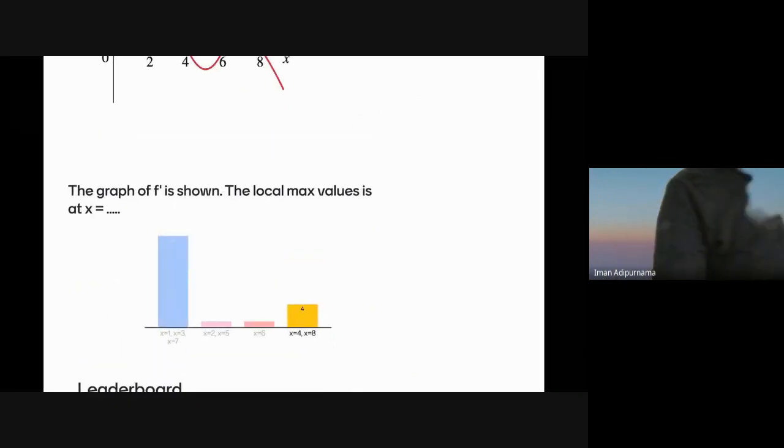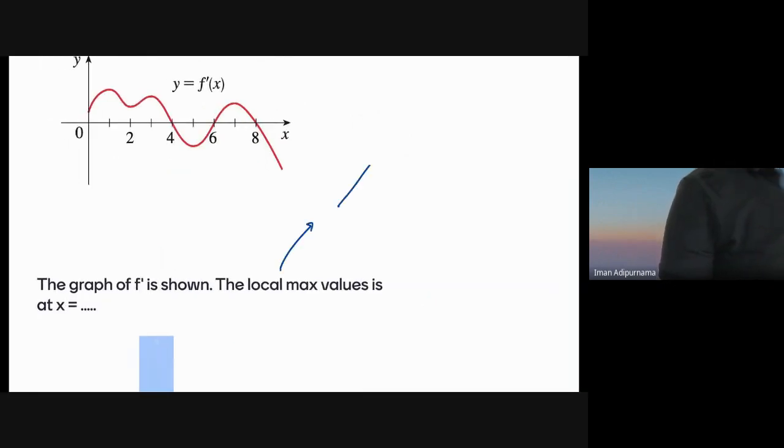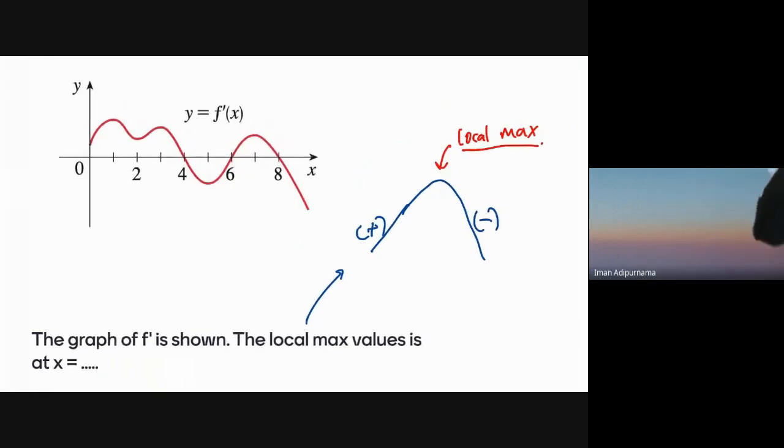So first, before we look at the options, local max means you have a positive gradient and then a negative gradient, right? This is local max. If this is f, just f, then of course this will be your max. But this is f prime. So we are going to look at the slope being positive and becoming negative. So this will be positive, the y is all positive, and this is all negative.